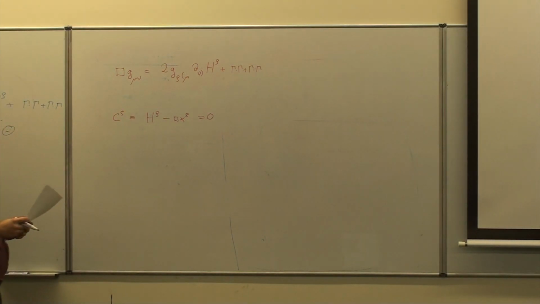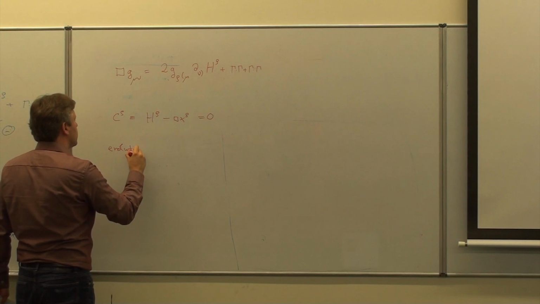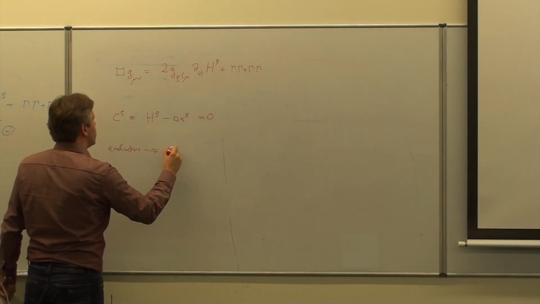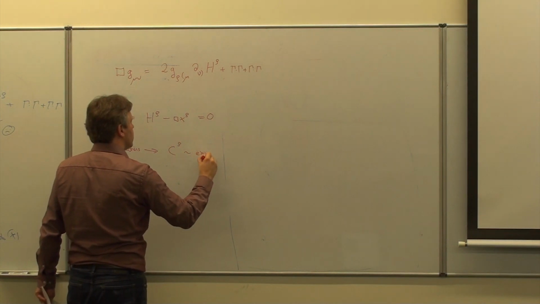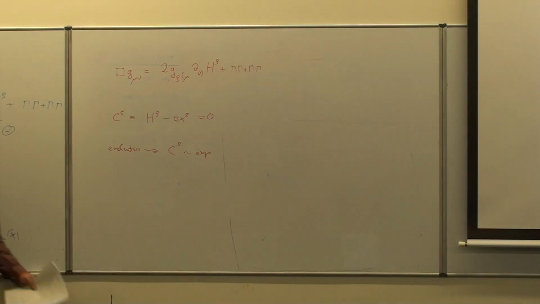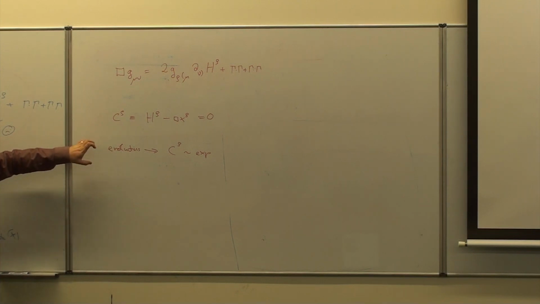If we call this thing capital C for constraint, then in evolutions you find that the C usually grows exponentially. It starts very small because the initial data is really close to being in the precise gauge, but any small numerical errors are exponentially amplified.